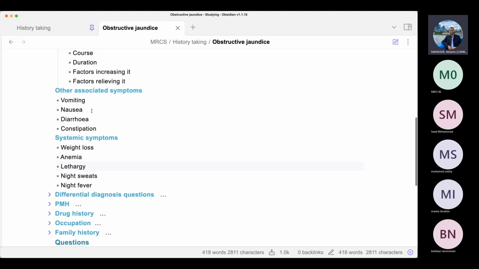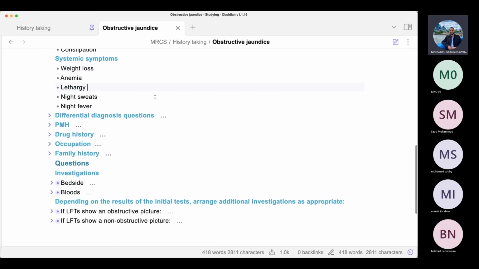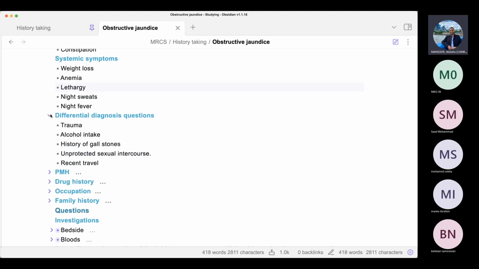Good. And then, so I always say, take history of presenting complaint. Next thing you do is differential diagnosis. So your differential diagnosis, like you said, is alcoholic hepatitis, and you took a very good alcoholic history. It's gallstones, and also viral hepatitis, recent travel. You can ask about all of this. This is the main differentials.